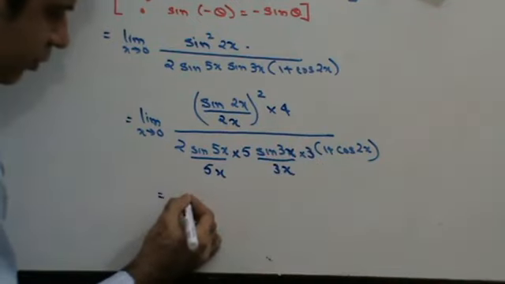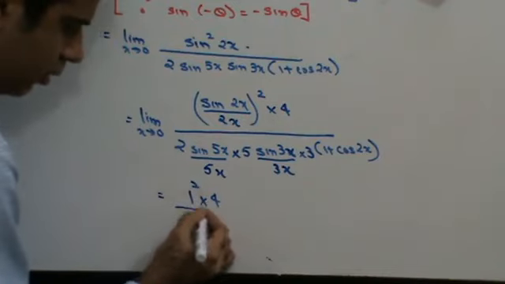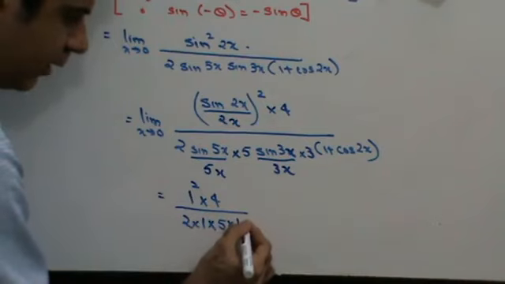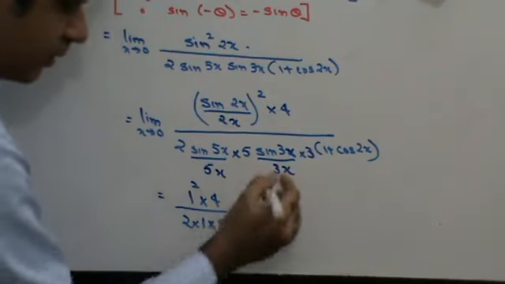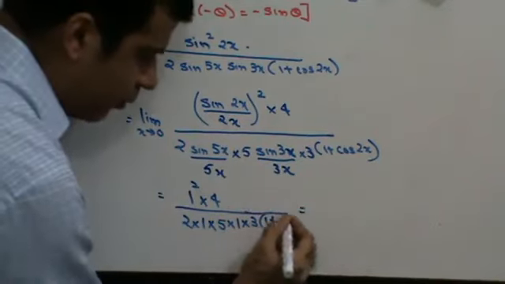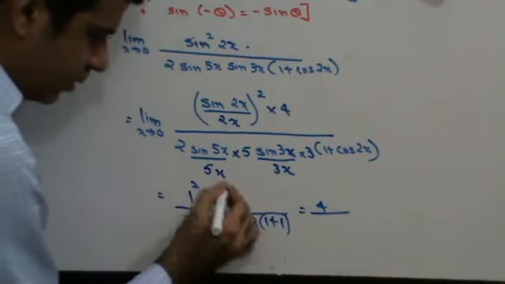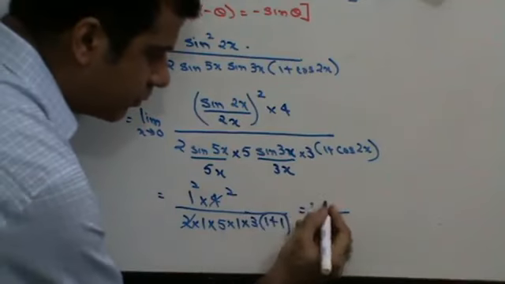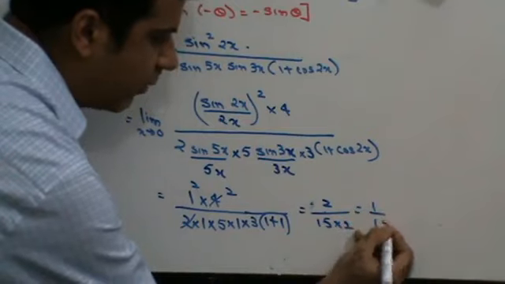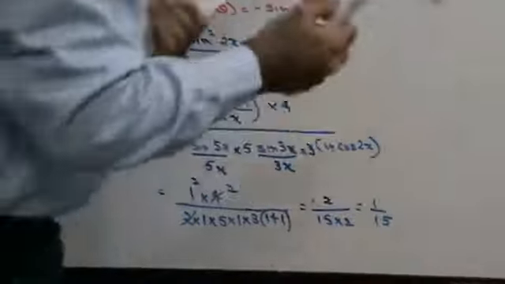Right? So this is going to give you sine theta upon theta is 1, into 4 upon 2 into 1 into 5 into 1 into 3. 1 plus cos of 0 is 1. So this is going to give you 4 upon, I could cancel this, so that will leave me with 2 upon 15 into 2. So answer is 1 upon 15. Fine, do we get this? Let's move on to the next sum, people.